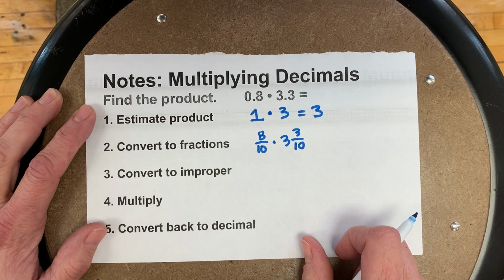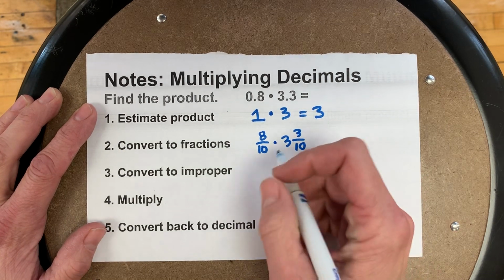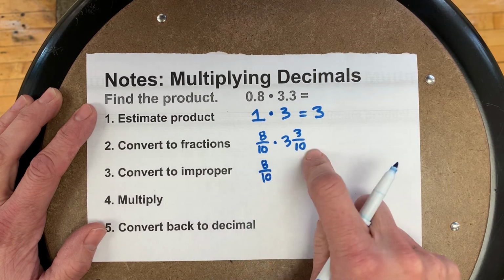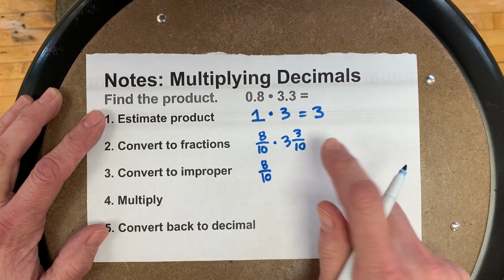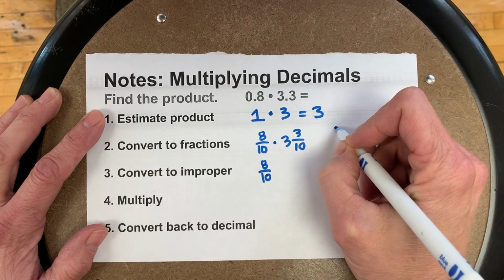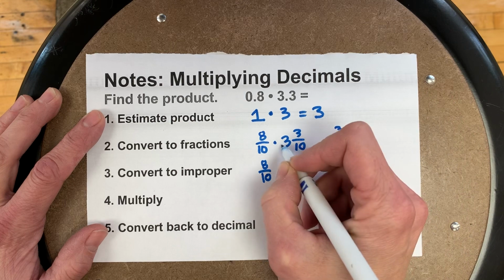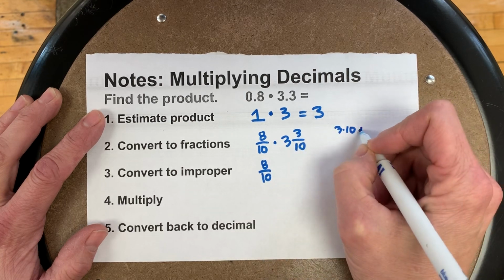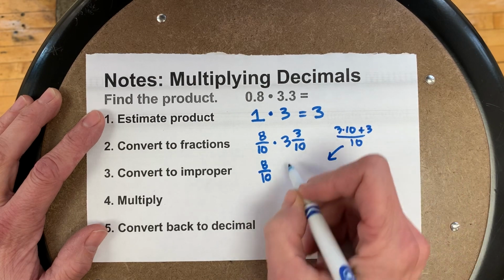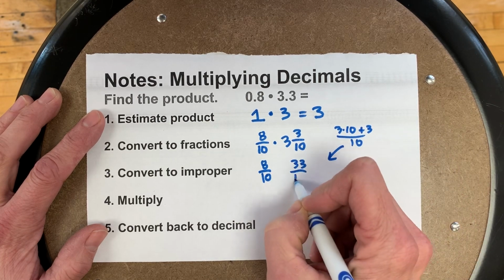And then we're going to convert them to improper fractions. So 8/10 is a proper fraction, so I'm just going to write down 8/10. I'm going to convert 3 and 3/10 to an improper fraction, which means I need to multiply. The way I'm going to get the numerator is 3 times 10. So multiplying these, I have 3 groups of 10 plus 3 more, and then my denominator is going to stay the same. So that's going to look like 33/10.